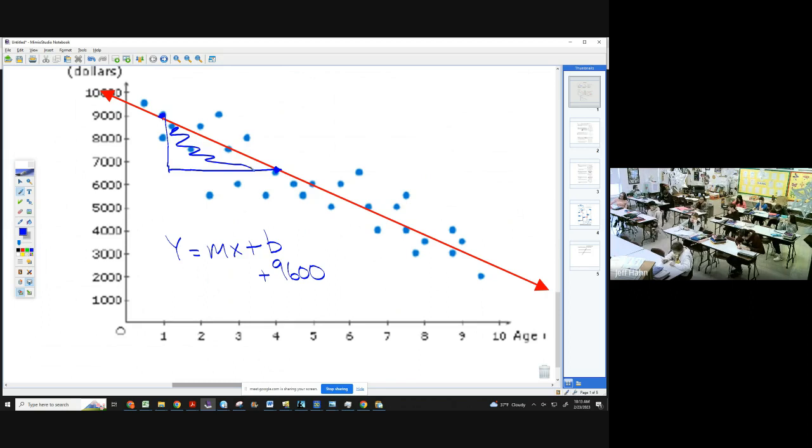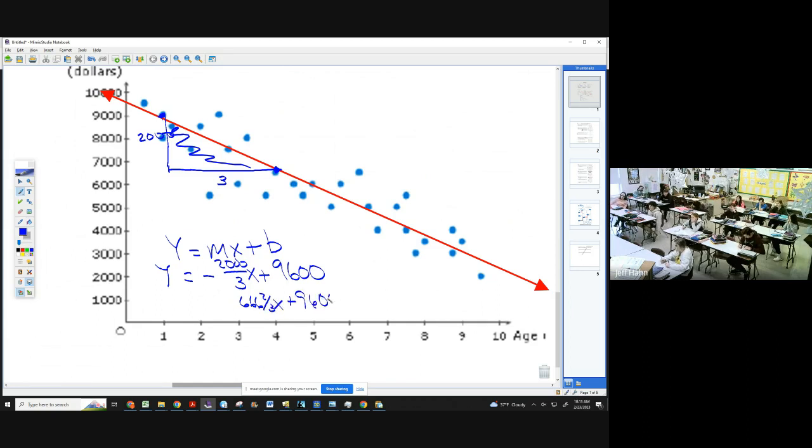How high is this triangle? In my book, it's 2,000, 8,000, 9,000. How wide is it? It goes from 1 to 4, so that's only 3 wide. So my slope going downhill is negative. I have 2,000 over 3x. If we reduce it down, that's about 666, or 666 and 2/3.